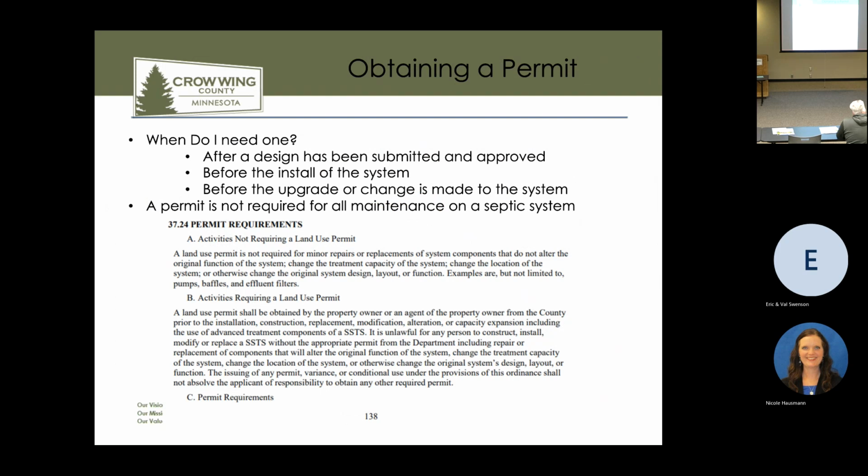All right, obtaining a permit. So when do you need a permit? Essentially after the design has been submitted and approved, for the install of the system and before the upgrade or change is made to the system. So if you're upgrading, changing it in any way that is going to change the system and the way it functions, you're going to need a permit to complete that work. But a permit is not required for all maintenance, all work like that.